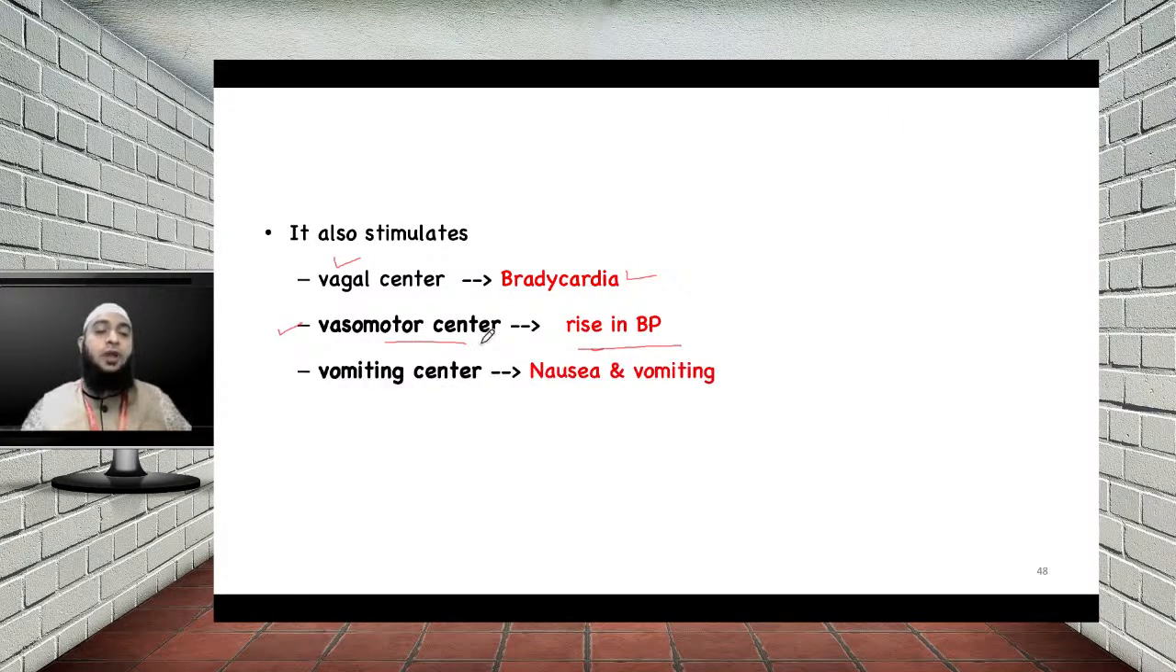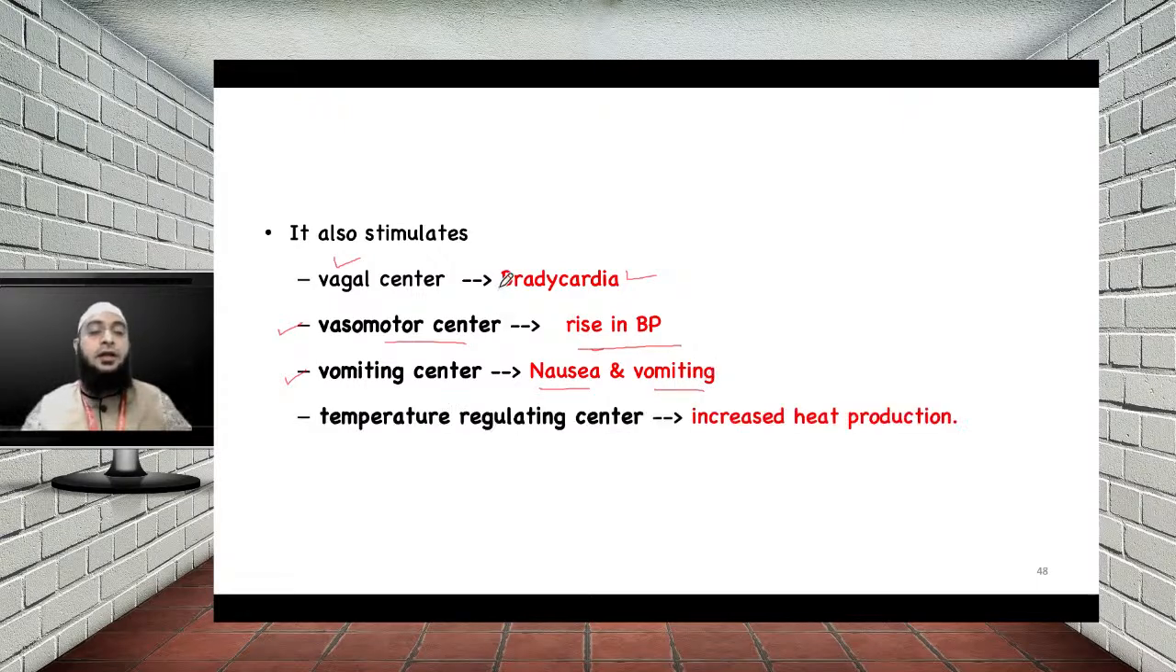It also stimulates the vomiting center, and due to stimulation of the vomiting center, the patient may suffer from nausea as well as vomiting at excessive doses of cocaine. It also stimulates the temperature regulatory center, which controls the temperature, and stimulation of this center in the brain may lead to an increase in heat production. So these are the different centers which are influenced by cocaine.